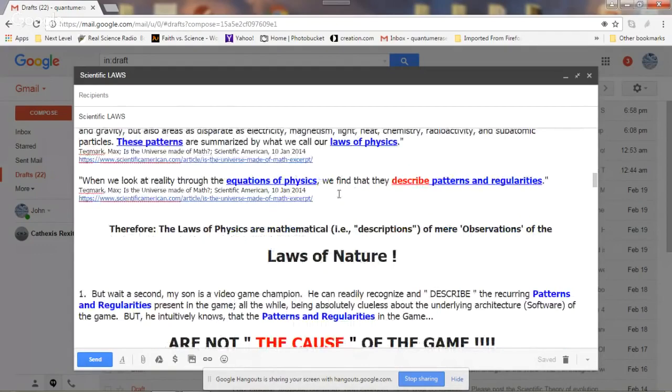He goes on to say in the same article, "When we look at reality through the equations of physics, we find that they describe patterns and regularities." That's all they do. Therefore, the laws of physics are mathematical, i.e., they're descriptions of mere observations of what? The laws of nature. That's all they are.